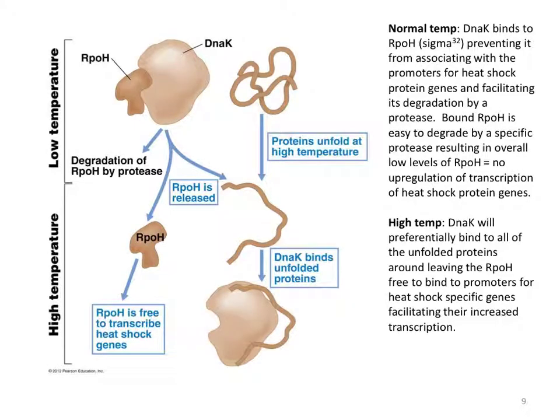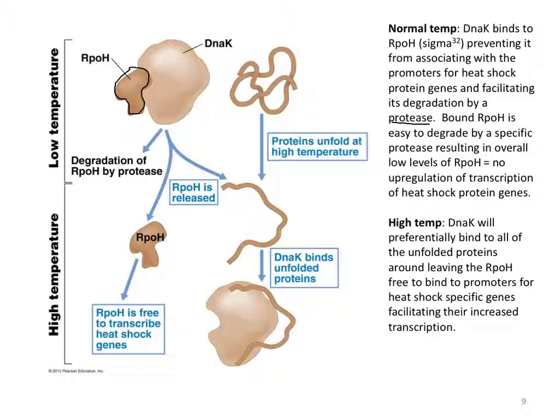So let's consider the basics of this particular model. What will happen under low temperature and what will happen under high temperature. So the top is showing low temperature and the bottom is showing high temperature. So at low or normal temperature, the protein DNA-K binds to the alternative sigma factor, sigma 32, also called RPOH. That's it right here. And when it binds to it, that bound complex allows the RPOH to be degraded by a particular protease in the cell.